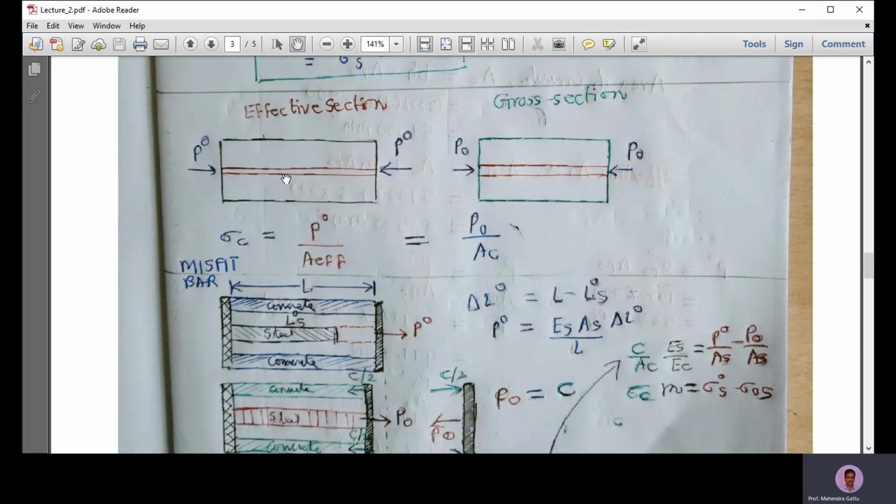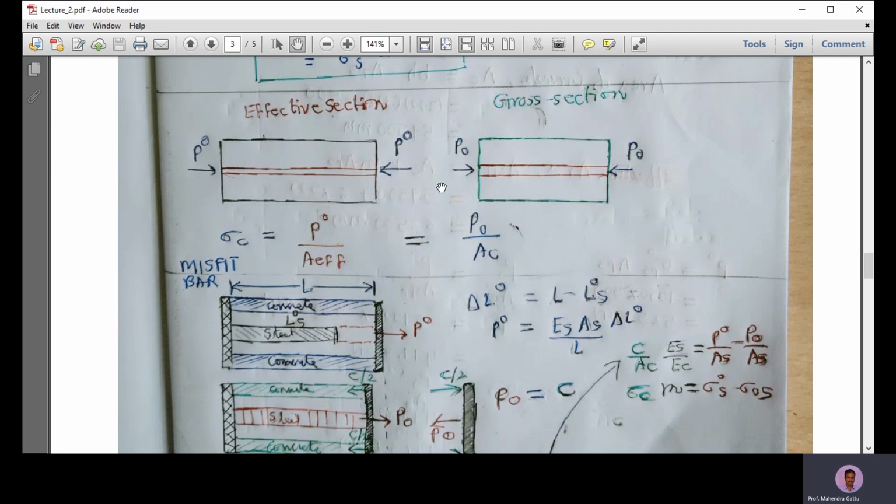So the stress in concrete we can write as P superscript O by A effective. If we are working with the hydraulic jack force, then we can use effective section properties. If you are working with the gross section properties, then we have to use the force which has been transferred, so P naught by AC.